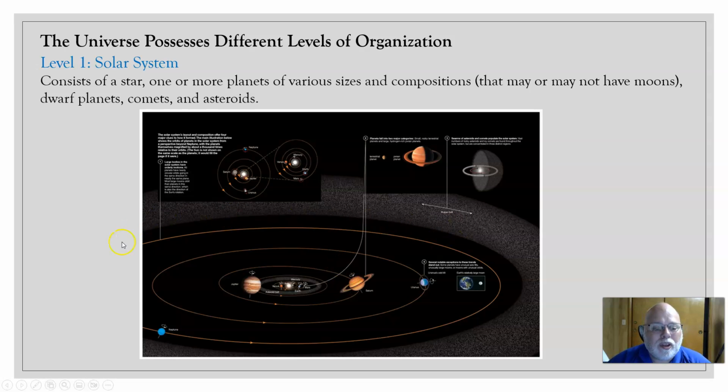But then out here is what's called the Oort cloud, which is basically a bunch of space junk that forms a spherical shell around our solar system. Oh, and I should point out here, too, that we have between Mars and Jupiter an asteroid belt that circles the sun. And so that's a solar system. That's a level of organization. And the cool thing is we're discovering that there's a lot of solar systems in our galaxy. Most stars have planets, and we're actually able to detect those now.